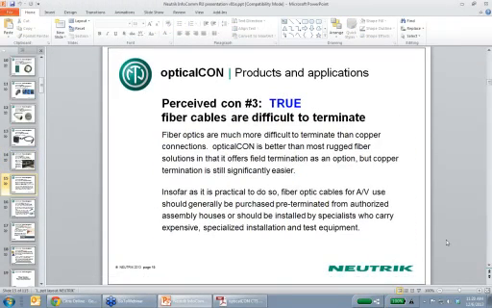Perceived con number 3, fiber is difficult to terminate. Now, okay, this con is absolutely true. And this is a big issue for a lot of users. A lot of people grew up in the industry thinking, I have to terminate my own cables and I have to be able to repair my own cables. It's an absolute requirement. And I understand that. I've terminated a lot of XLRs and quarter-inch cables in my time, a little bit of Cat 5.